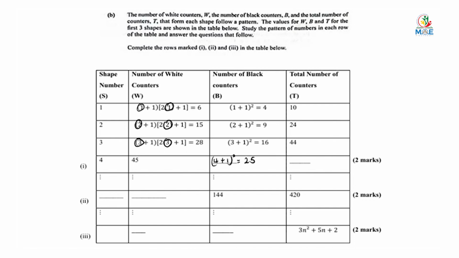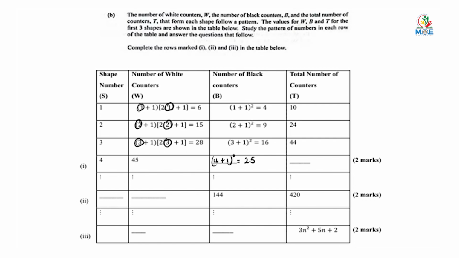So let's see what we do to get the number of counters, which is t. Here we have 10. We have 6 here, and we have 4 here. So we know 6 plus 4 would give us 10. Here we have 24, so we have 15 plus 9. That would give us 24. And then we have 44, so we know 28 plus 16 would give us 44.